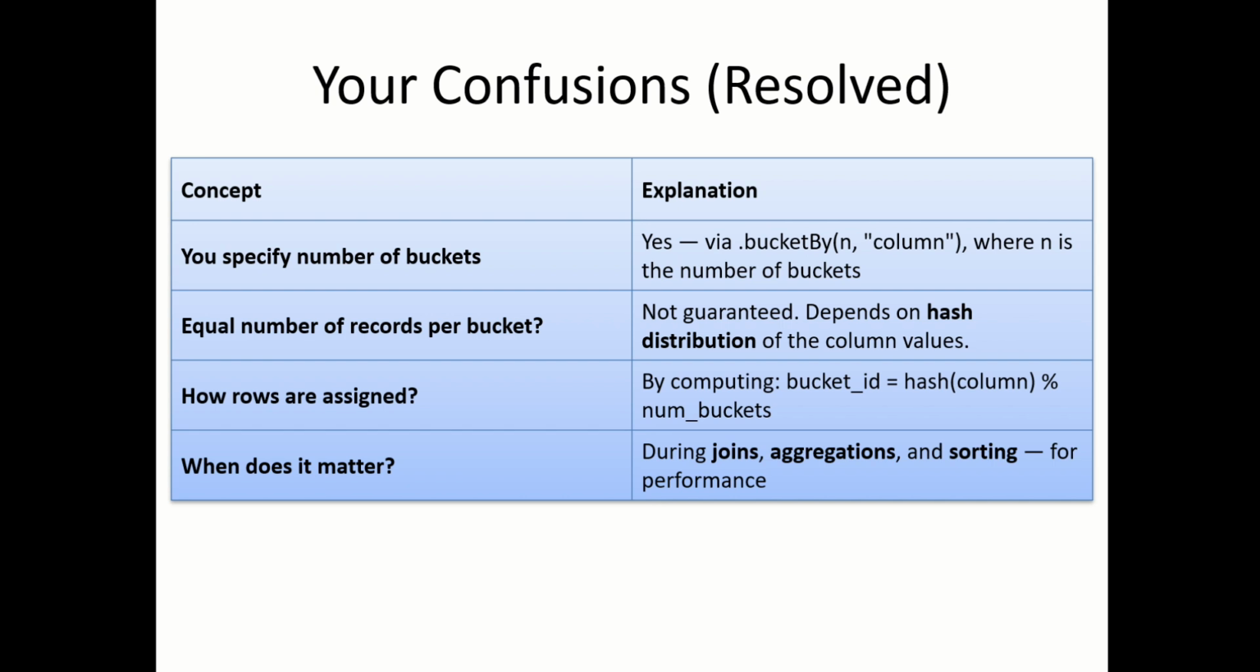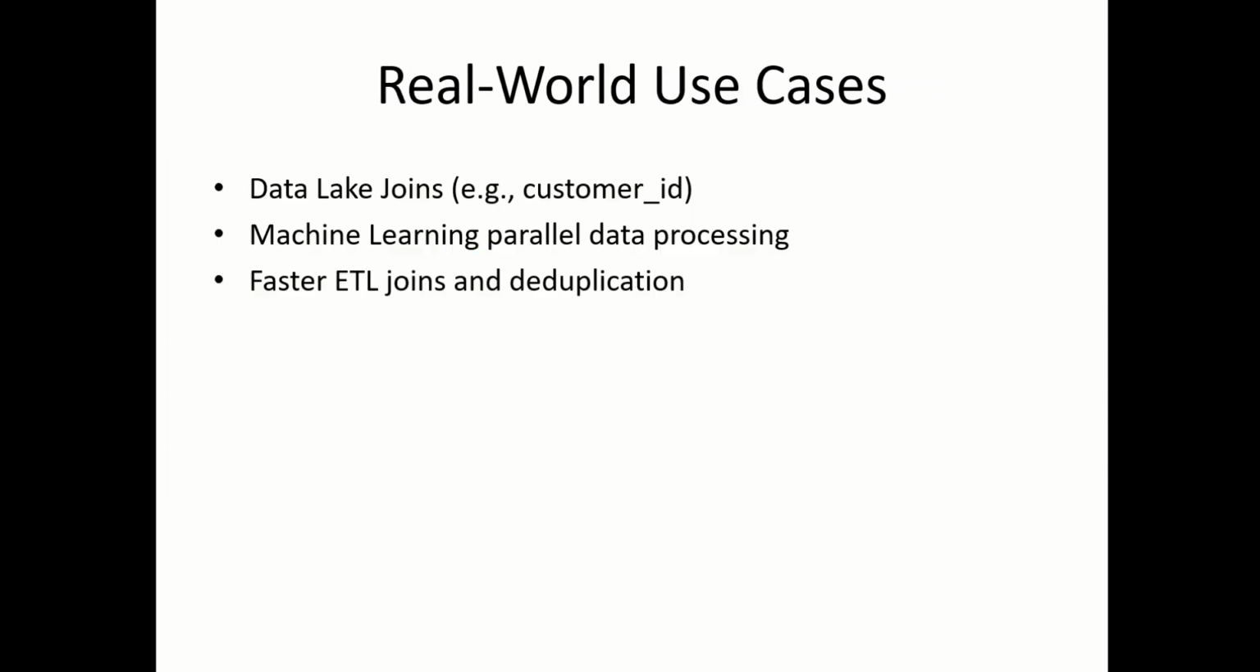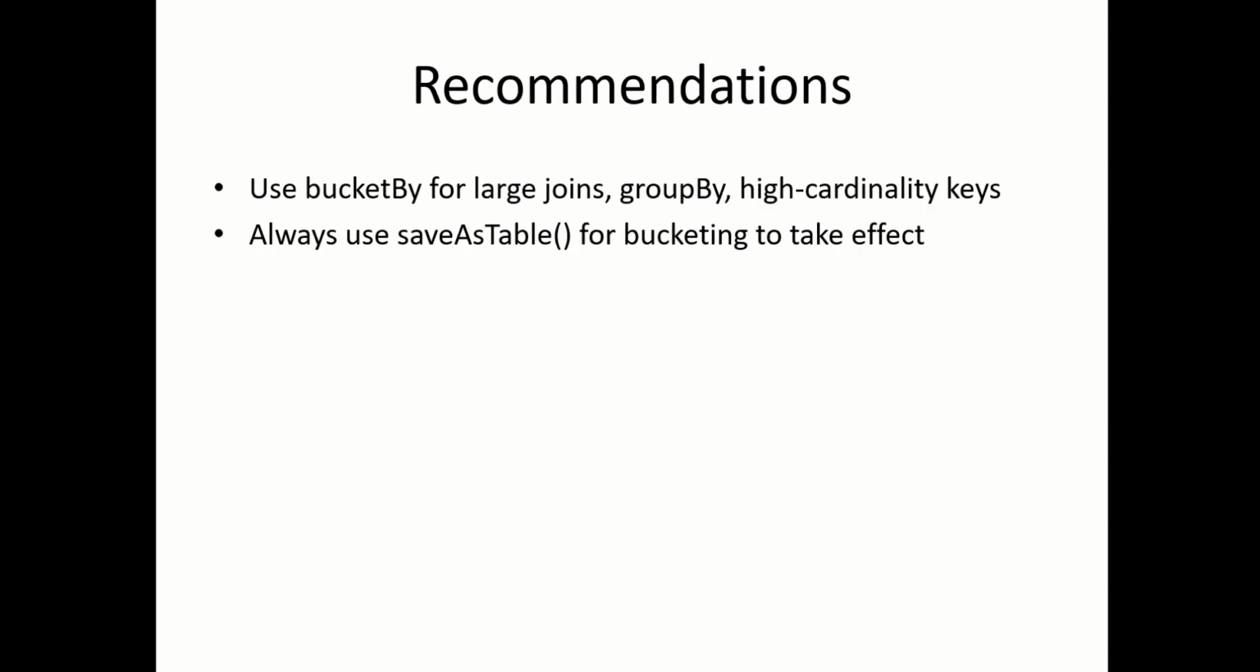When does it matter? During join, aggregation, and sorting for performance. It matters very much. Real world use cases: data lake joins based on customer ID, machine learning, parallel data processing, faster ETL, join and deduplication. It will help you a lot. Use bucket by for large joins, group by, and high cardinality keys.